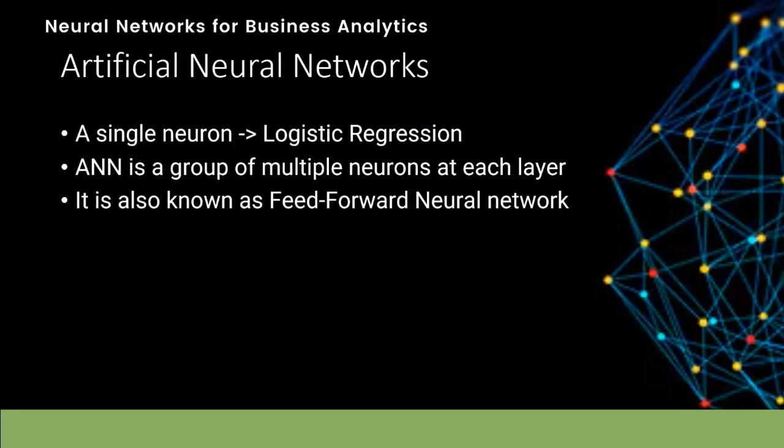Let's try to understand artificial neural networks from the basics. A single perceptron, or neuron, can be imagined as a logistic regression. Artificial neural networks is a group of multiple perceptrons or neurons at each layer. Artificial neural networks is also known as a feed-forward neural network because inputs are processed only in the forward direction.